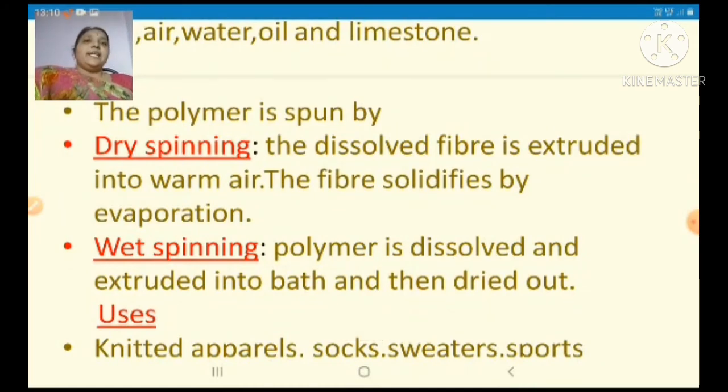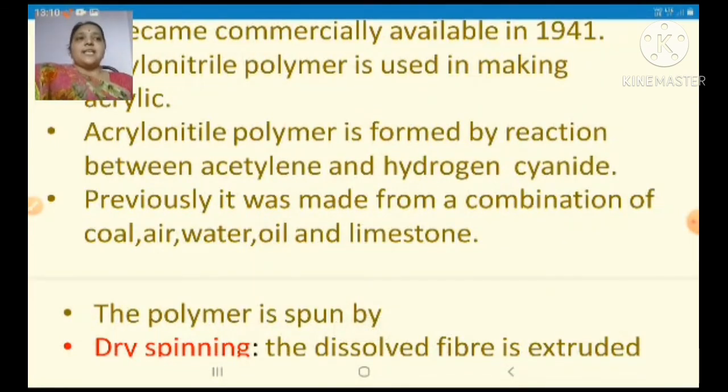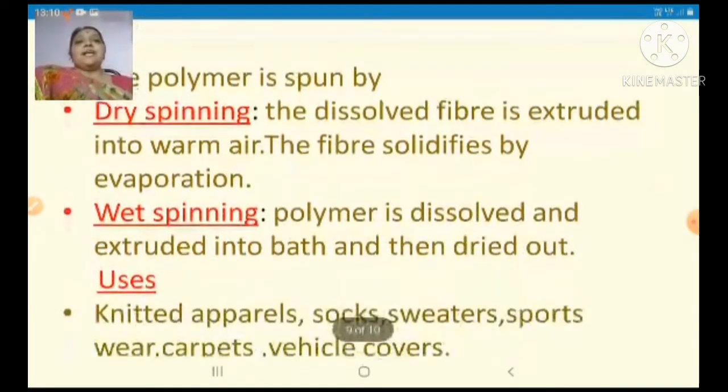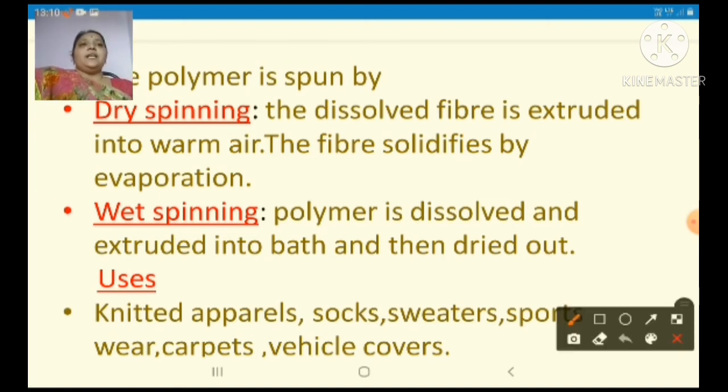So after getting the polymer from the reaction between acetylene and hydrogen cyanide, the polymer is then taken for dry spinning or wet spinning. So what is the difference between dry spinning and wet spinning? In dry spinning, the dissolved fiber is extruded, or forced, into warm air, and then the fiber solidifies by evaporation. That means the polymer is forced into dry air and then it is evaporated.